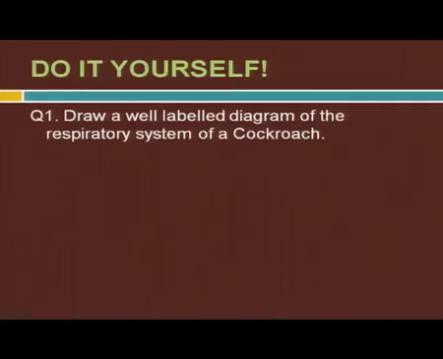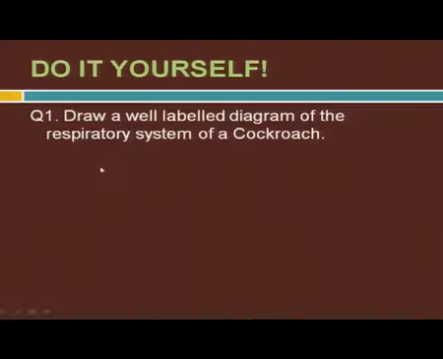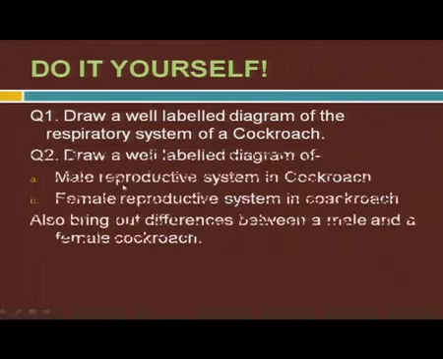Now, coming to the task I am giving you, so that you reflect on your learning. These are the questions you need to do. Question number 1 is, draw a well labeled diagram of the respiratory system of a cockroach. Now that you know, you have to draw tube like structures showing trachea, you have to show spiracles and label them, and you have to show the total number of spiracles which are present in the respiratory system, how many in the thorax and how many in the abdominal regions.